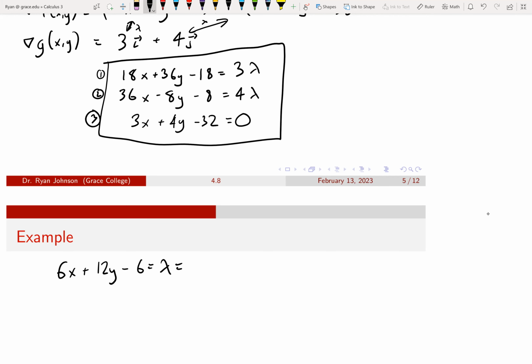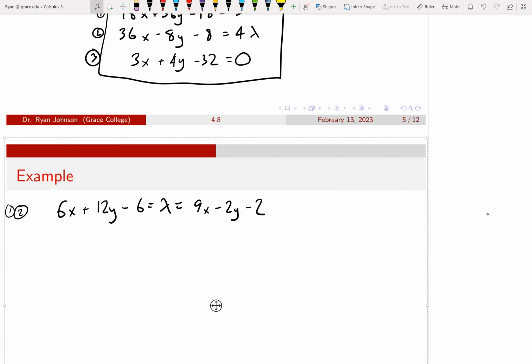And then equals, dividing by 4 here, 36 divided by 4 is 9x minus 2y minus 2. And look at that, it's such nice numbers. It's like this was originally given to us as a nice little example. So I'm just going to rewrite that without the lambda, remembering that this is like a combining of equations 1 and 2. Equation 3 is still true, so we'll bring that back in a bit.